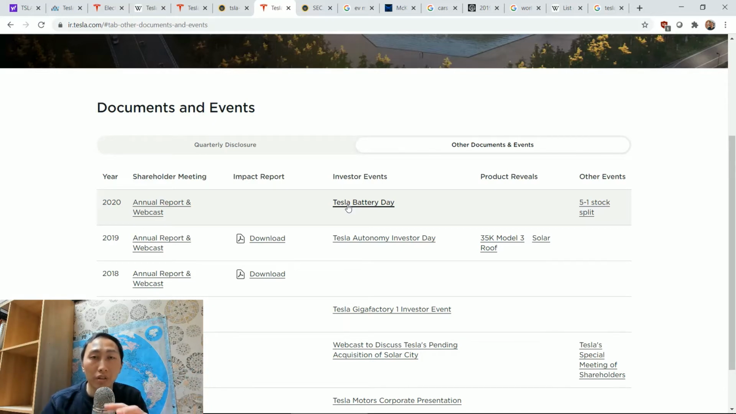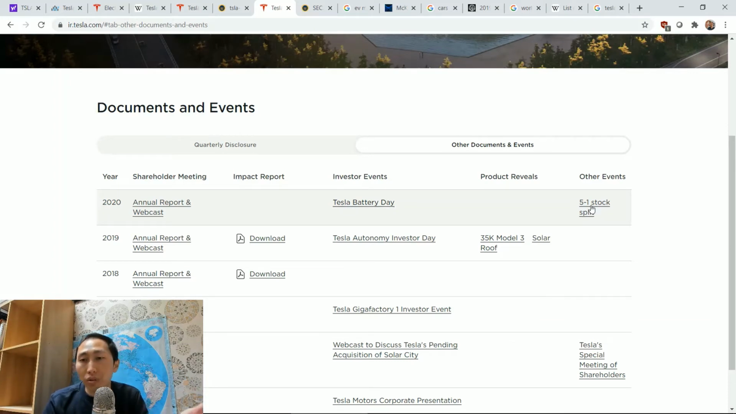Whereas if you want to know the future of this company, presentations like, say, the battery day, where they tell you how they're going to improve the efficiency of the vehicles, how they're going to make a $25,000 vehicle, that's going to tell you the bigger step forward of this company, how it's going to be worth more in the future. And that's the ultimate goal, right? You want to buy into a company that's worth more in the future than it is in the present.